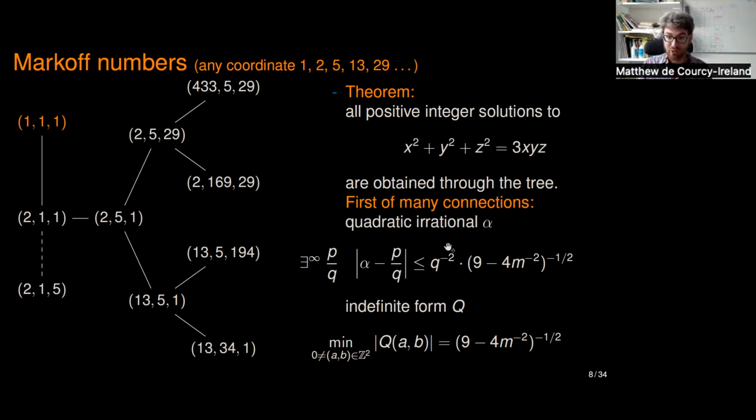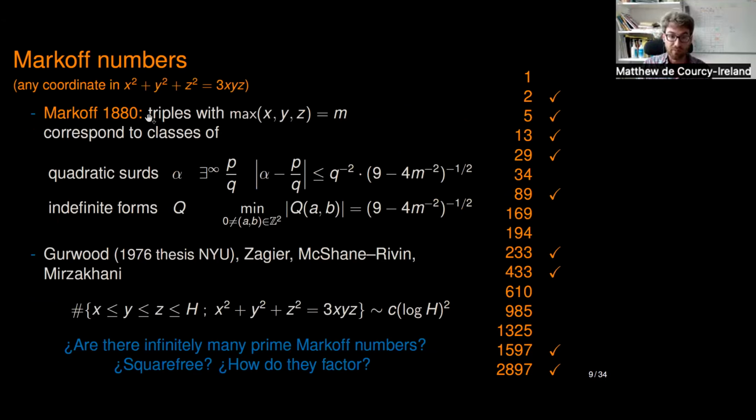So the questions he studied were badly approximable numbers, like which real numbers are the hardest to approximate by rational numbers, and indefinite binary quadratic forms. So you could ask what the minimum of the form is, and Markov showed that there's a whole sequence of worst offenders. So more precisely, if you take triples with maximum equal to m, those correspond to classes under integer change of variable of quadratic surds and indefinite forms.